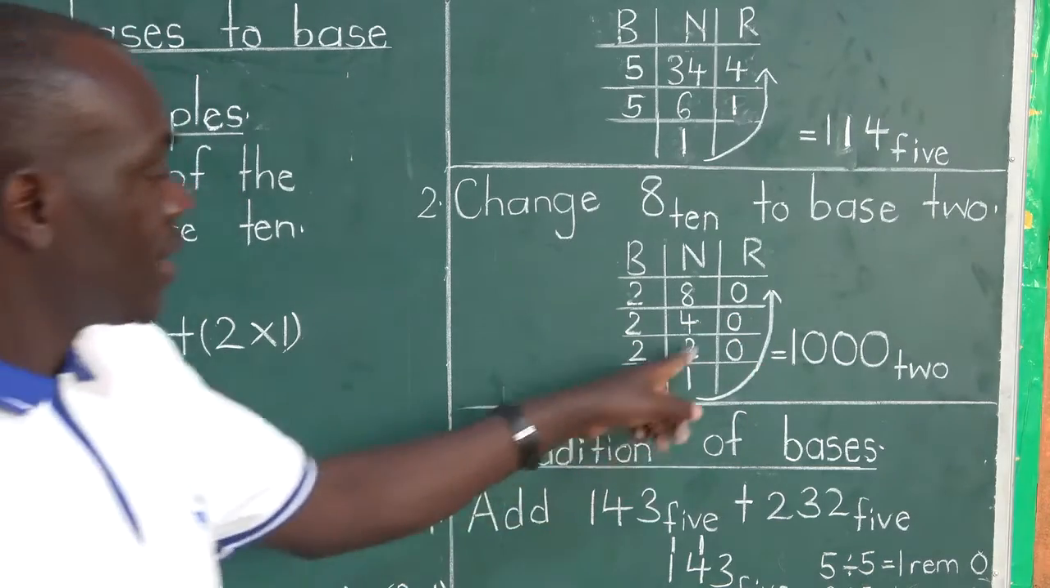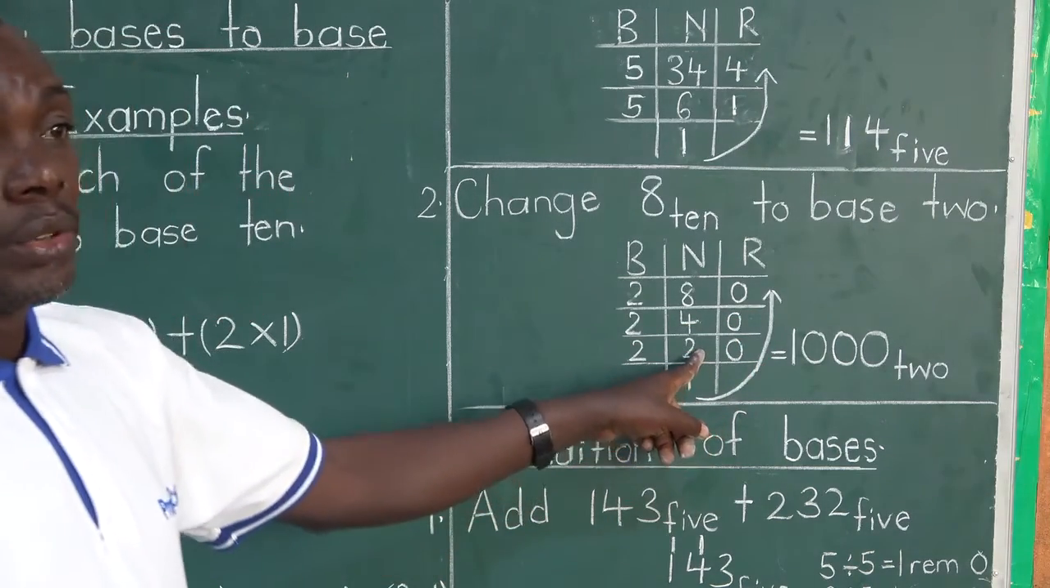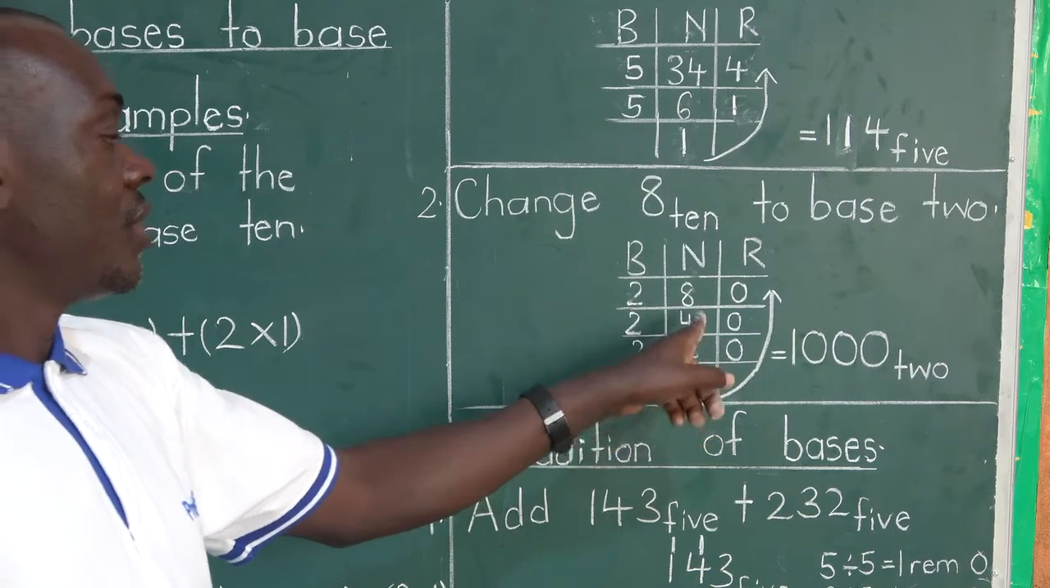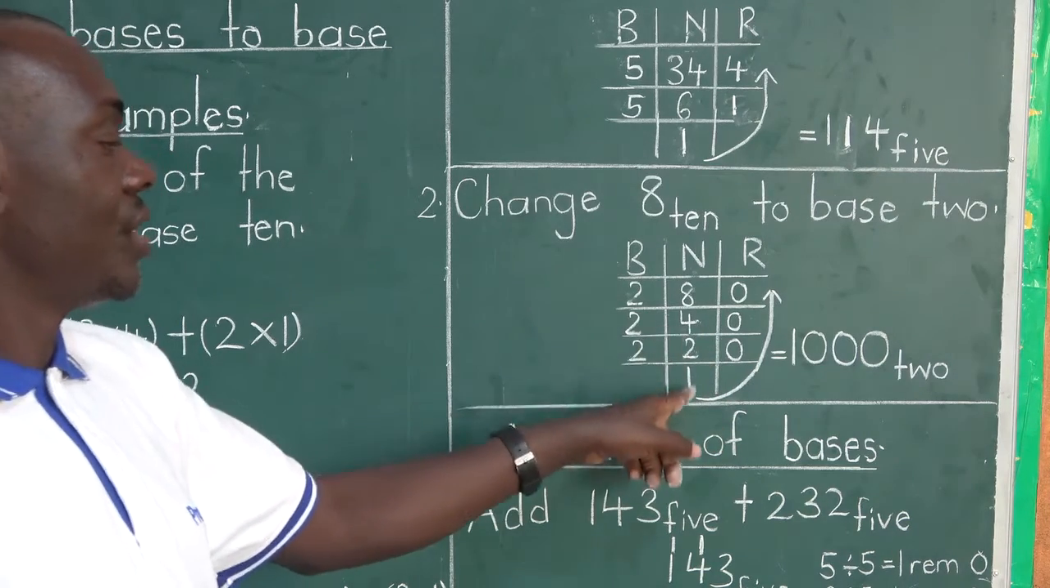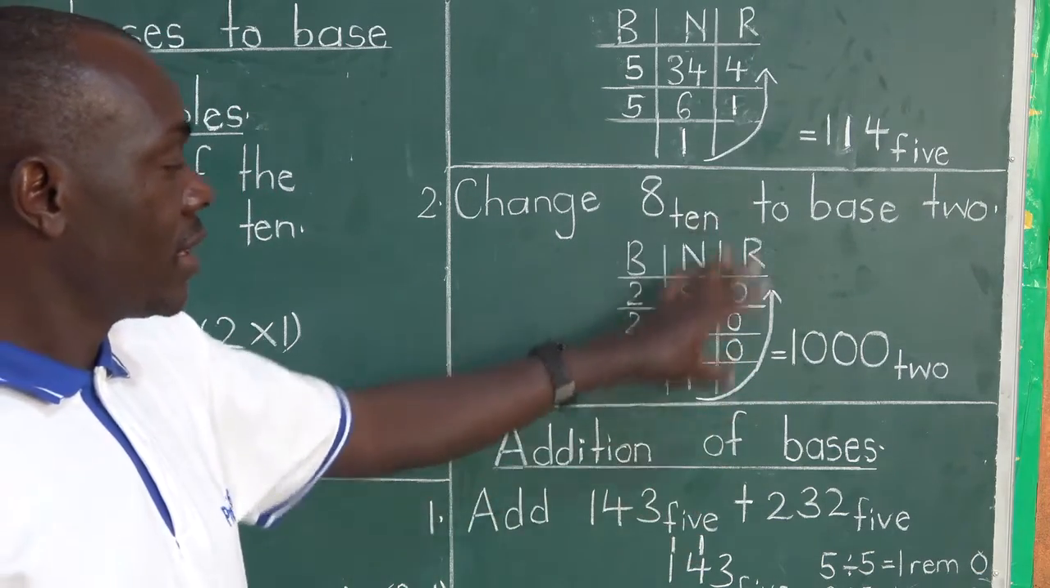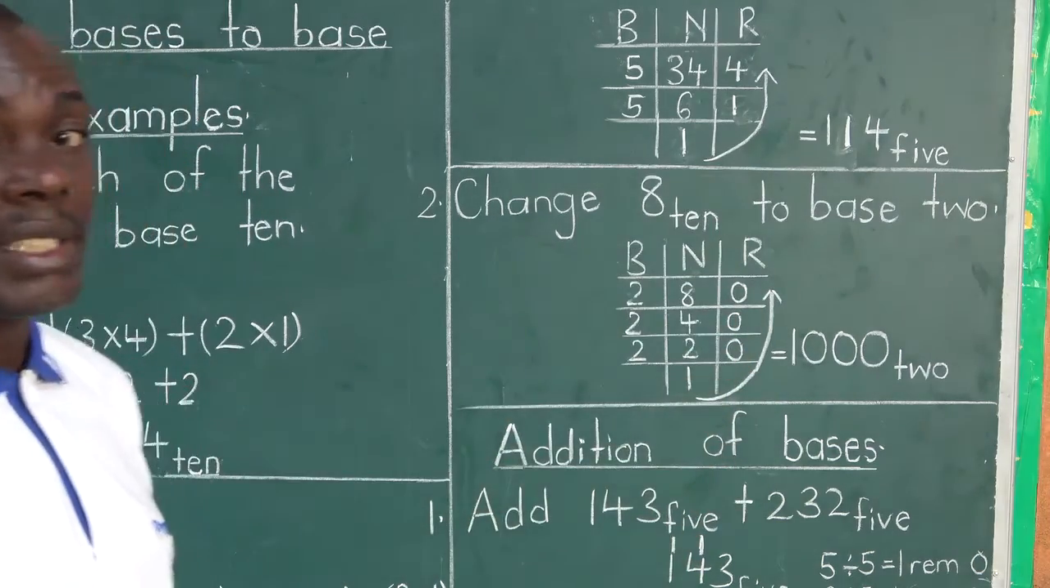And then we look at another number here, 2. So anything equal to a base or greater, we continuously divide. That is 2 divided by 2 again. That is 1 remainder 0. So I've found out that there hasn't been any remainder here.